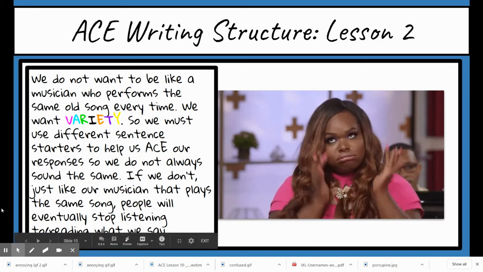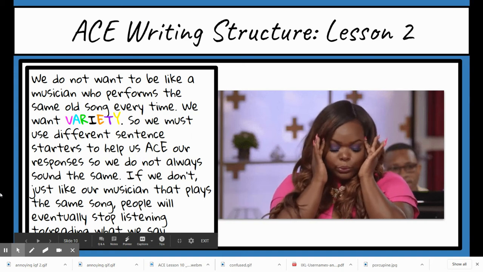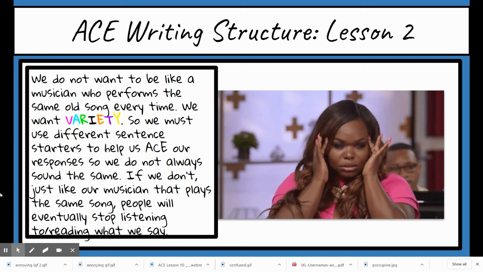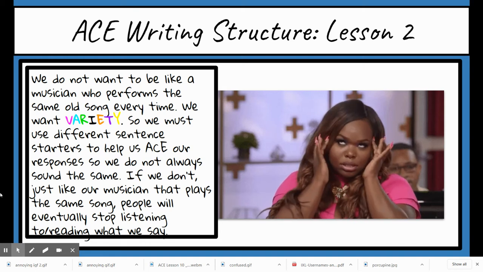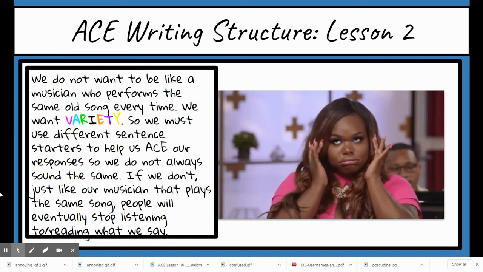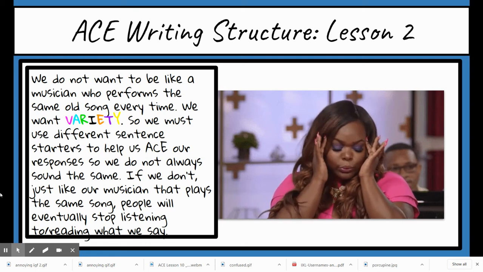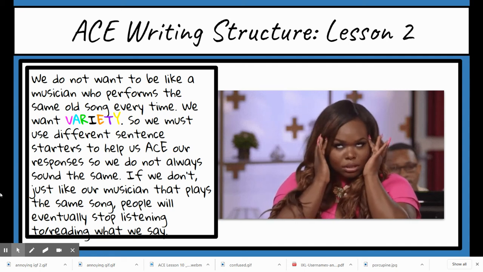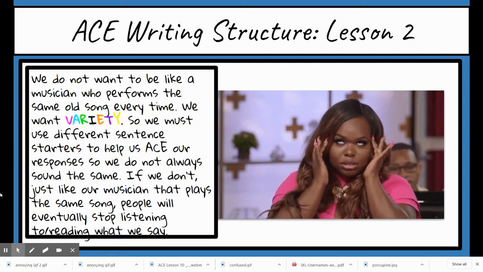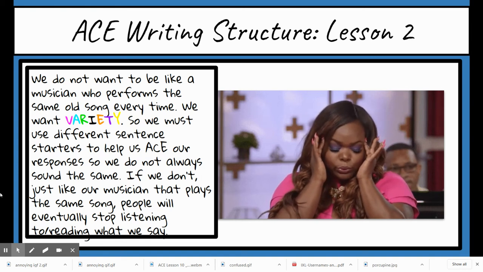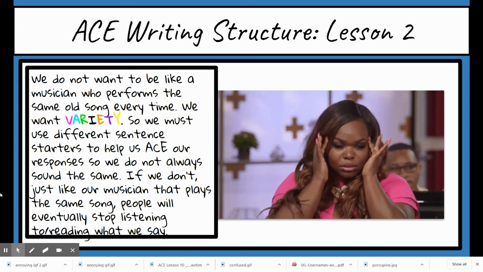Now, here's a really important reason why I'm teaching you these different sentence starters. We don't want to be like a musician who performs the same old song every time in front of an audience. We want variety. So we must use different sentence starters to help us ace our responses, so we do not always sound the same. If we don't, just like our musician that plays the same song, people are eventually going to stop listening to or reading what we say and write.